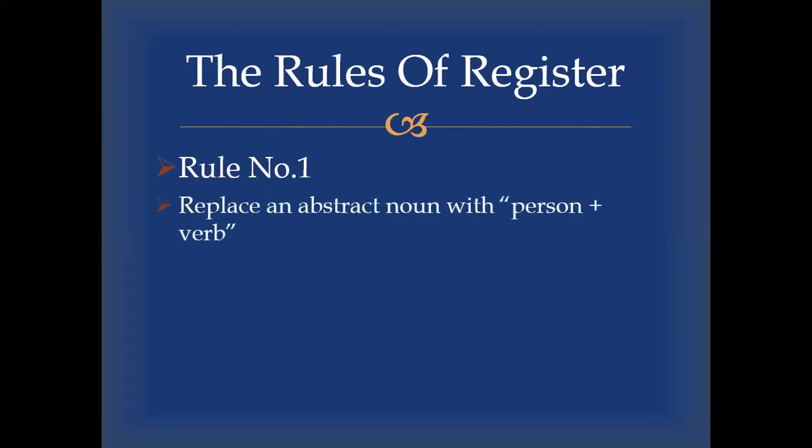When you write in an informal register, for example, in the email, you need to replace the abstract noun with the person and the verb. For example, on your arrival. So you need to say when you arrive. So I added you as a person, as a pronoun, and the verb itself instead of the noun, which is arrival.